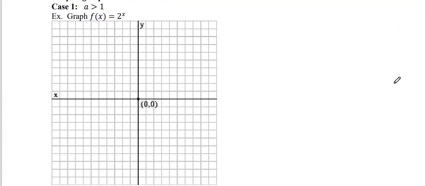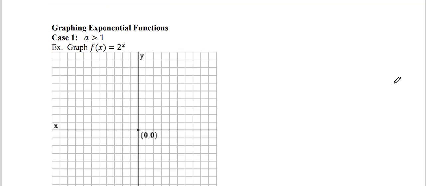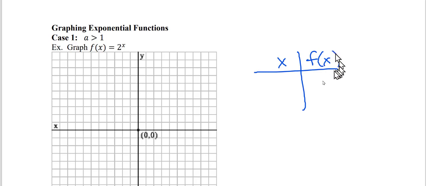I wanted to look at graphs of exponential functions. Let's start with f of x equals 2 to the x. When we don't know what something looks like, we generally will do a table of values, right? It's not ideal, but it will give us a picture. We just said that it was okay to have negative exponents on there, so we can have negative x values. So let's figure out what happens.